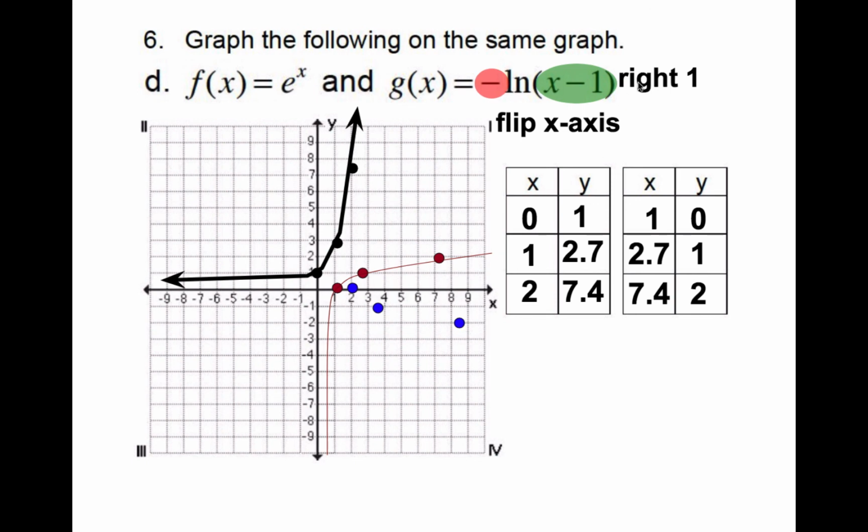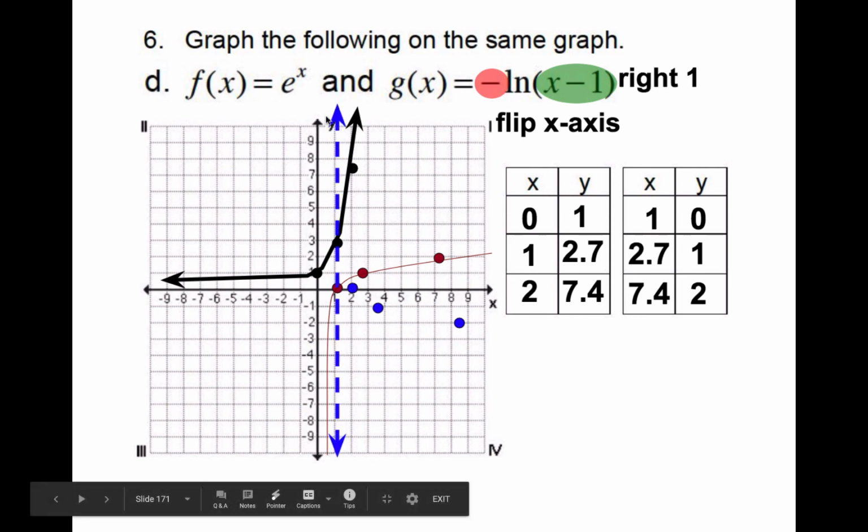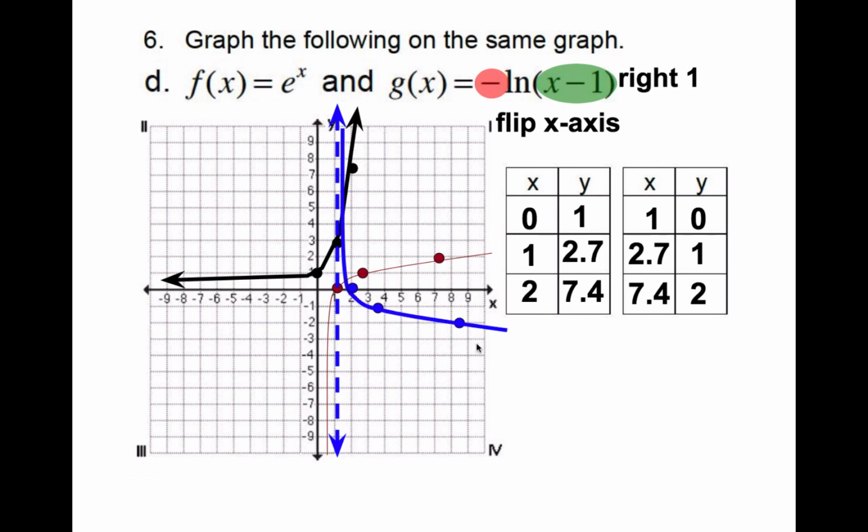Notice your asymptote is always controlled by your shift of left or right on log functions only. So since we went right 1, my asymptote is at x equals 1. So your graph is going to curve like this.